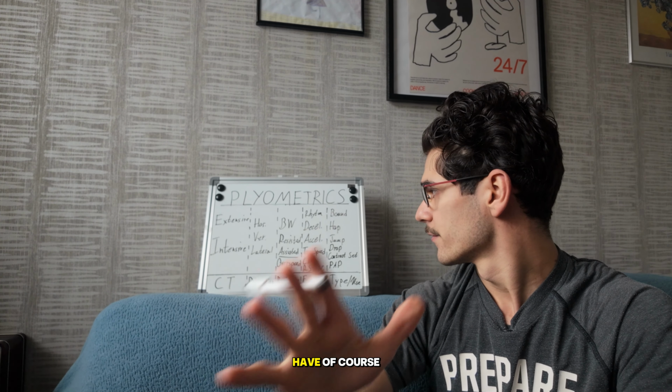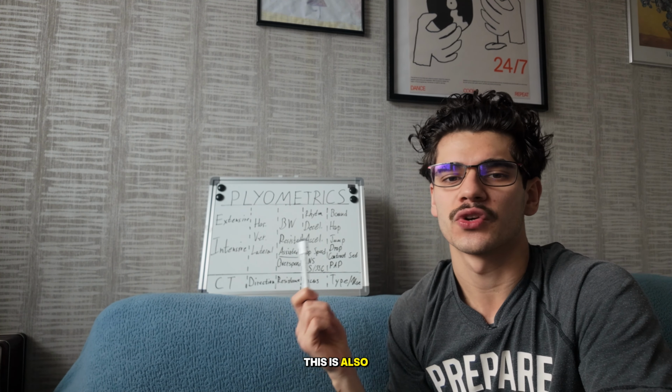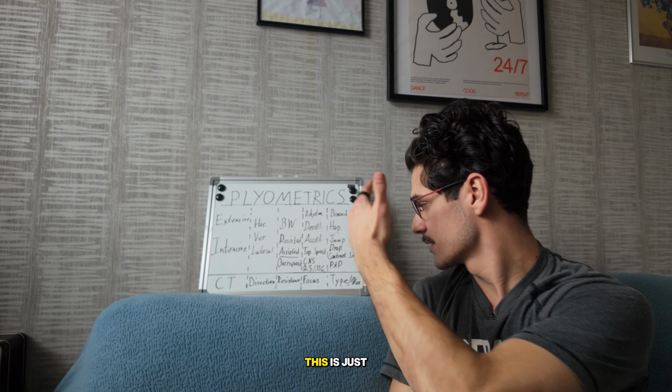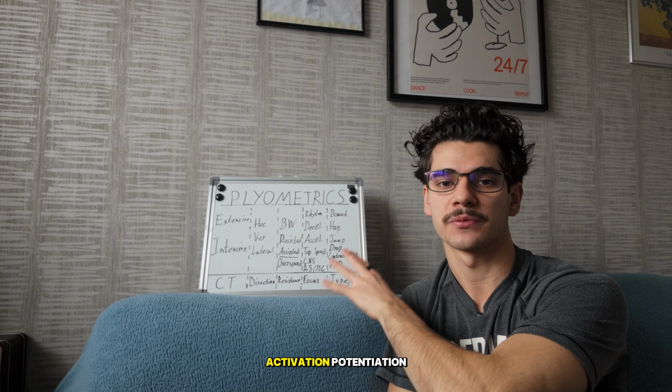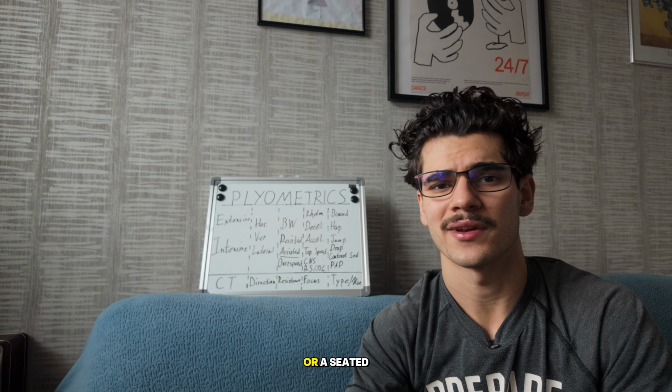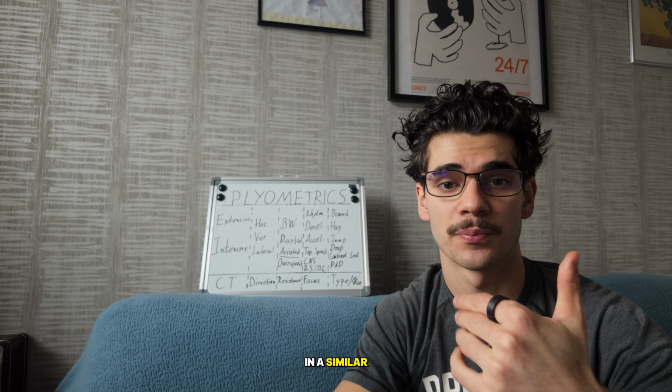And then at the end we have, of course, the type of exercise you are going to do and how you are going to do it. We can have a bound, we can have a hop. As I said, we can have a jump, vertical, horizontal, lateral jump. But of course, this is also going to depend on what exercise you pick, right? I also at the bottom have a contrast set and a PAP, which is post-activation potentiation, which means you can do a plyometric after you do a strength exercise in a similar movement pattern. Let's say you're doing a back squat, you rest for 30 to 40 seconds, and then you do a max effort vertical jump or a seated vertical jump, something which is in a similar plane of motion.